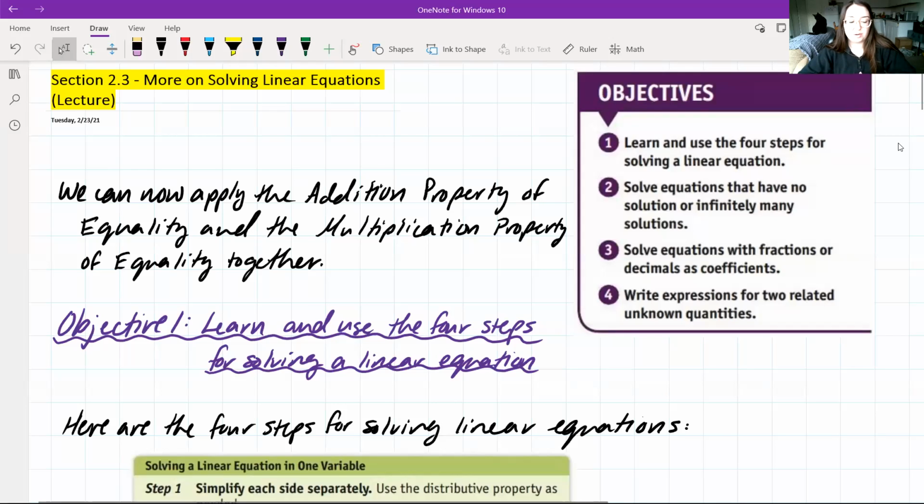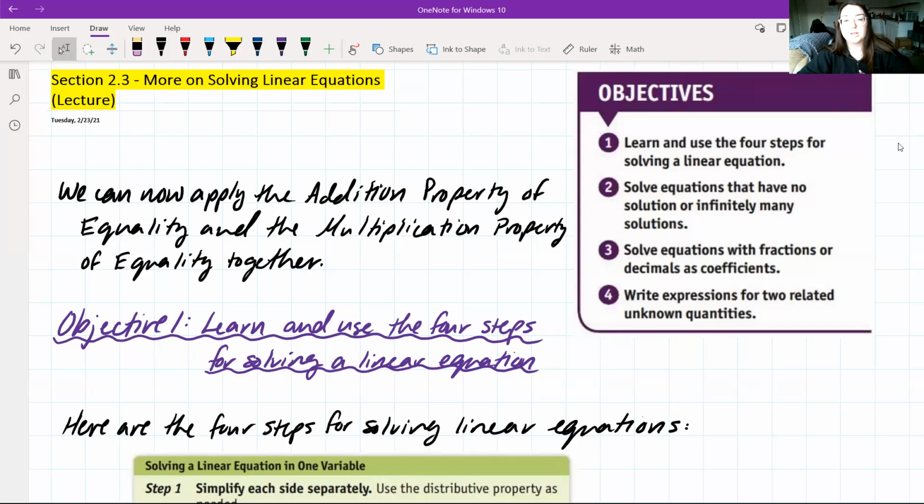All right, hello everyone. We're going to be going over section 2.3, which is more on solving linear equations. We have 4 objectives. Our first objective being that we want to learn and use the 4 steps for solving a linear equation. Objective 2 being to solve equations that have no solution or infinitely many solutions. Objective 3, solve equations with fractions or decimals as coefficients. And objective 4, write expressions for 2 related unknown quantities.